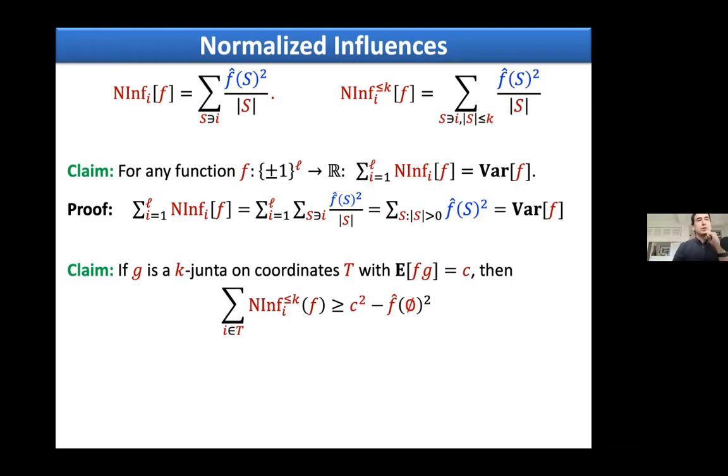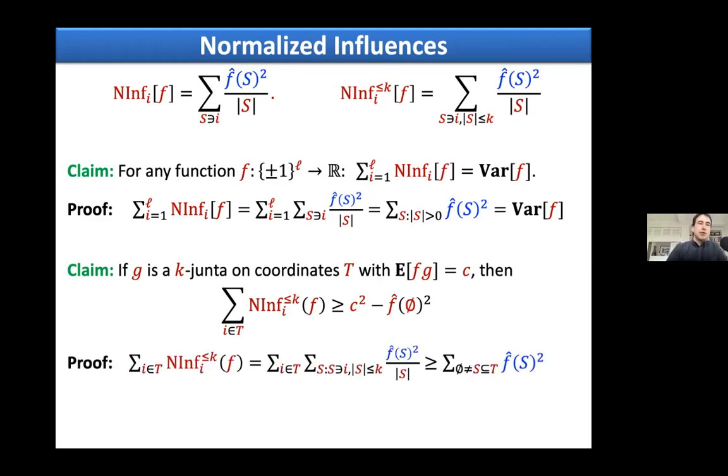And the second claim is more about k-juntas. It tells us the following. Recall, we assume that there is some function g, which is a k-junta, and this function depends only on the coordinates inside T. Let's think of g as the best junta that correlates with f. In particular, we can assume that the best correlation is at least a constant, otherwise the task becomes trivial. Then you can show that the sum of normalized influences inside T is at least a constant.